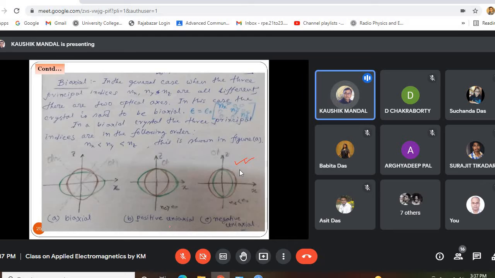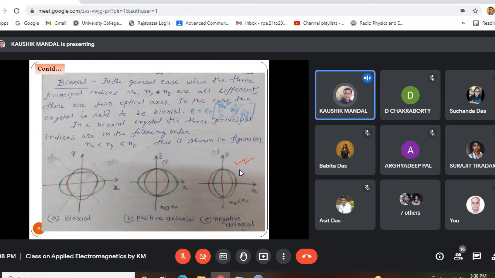Now, is there any doubt regarding the normal surface drawing for the uniaxial crystal, particularly for positive and negative uniaxial crystal? We are classifying the crystals or anisotropic material depending on the number of optical axes and the relation between the refractive indices. In case of isotropic crystal, all the principal indices are equal, that is Nx equal to Ny equal to Nz equal to No. So the two shells are sphere in shape and they will overlap with each other. So it has infinite number of optical axes.